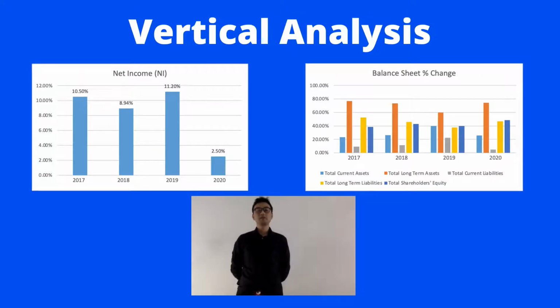In this slide, we'll be taking a look at the vertical analysis. In the first graph, it can be seen that the bar graph of the net income has followed a similar trend based on the previously mentioned horizontal analysis of the net income.